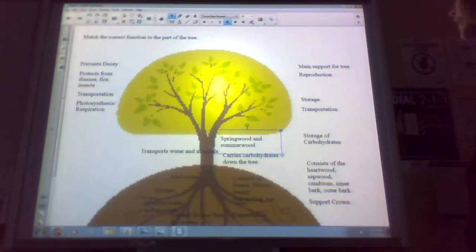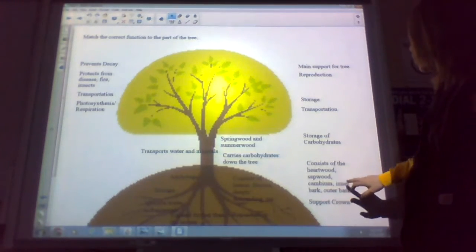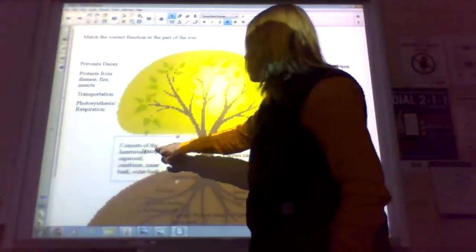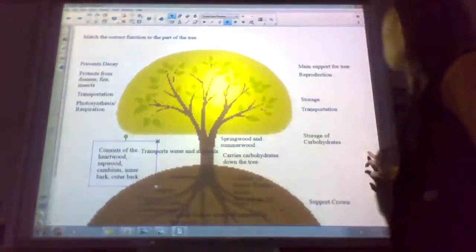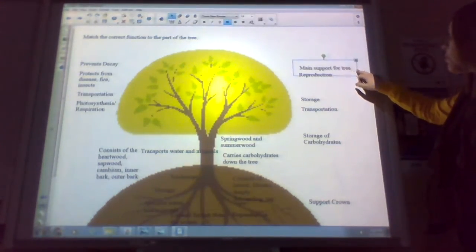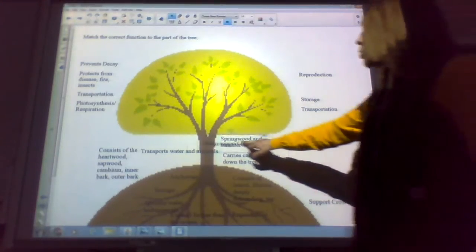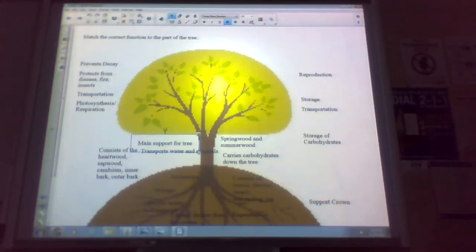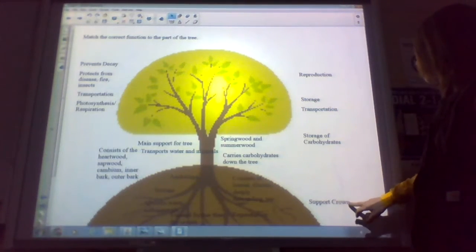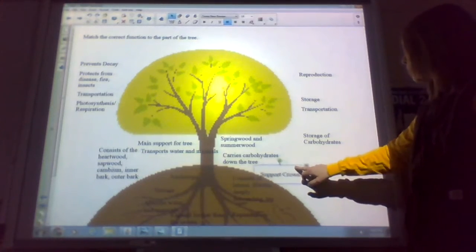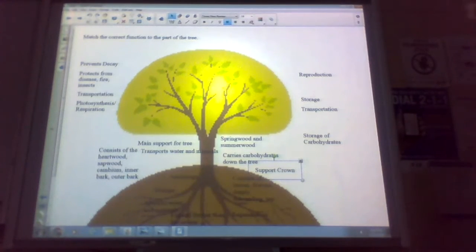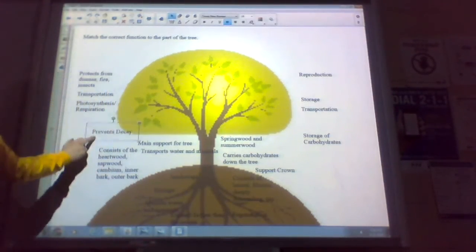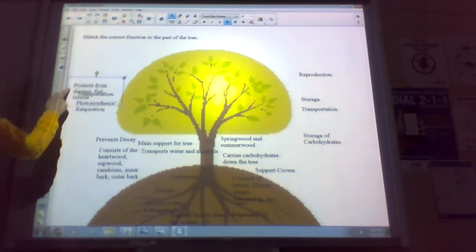You're also going to find that this part of the tree has five major parts: heartwood, sapwood, cambium, inner bark, and outer bark. It is also what we call the main support of the tree. It is holding the entire crown in place for us. So you could also say that it supports the crown. And it also helps prevent decay, which we'll talk about later. And it protects from disease, fire, and insects.